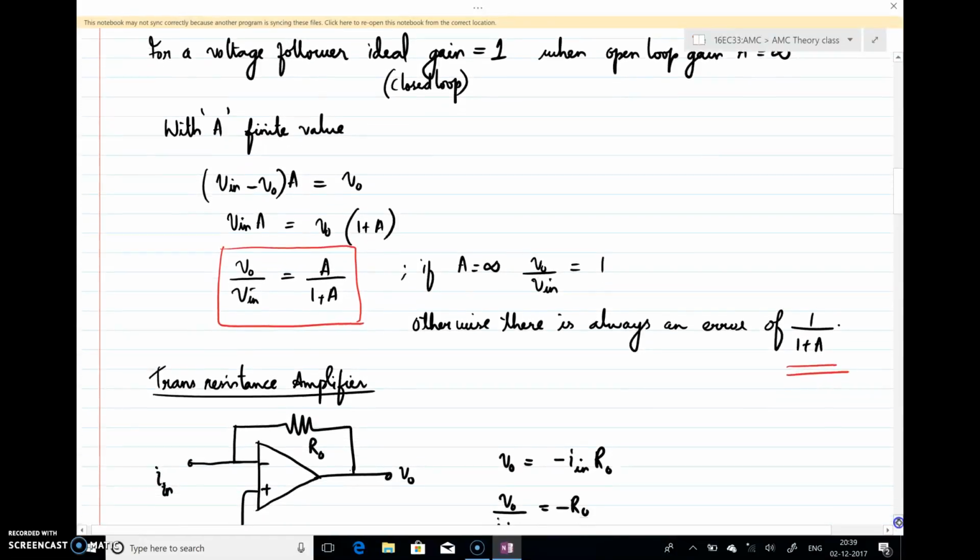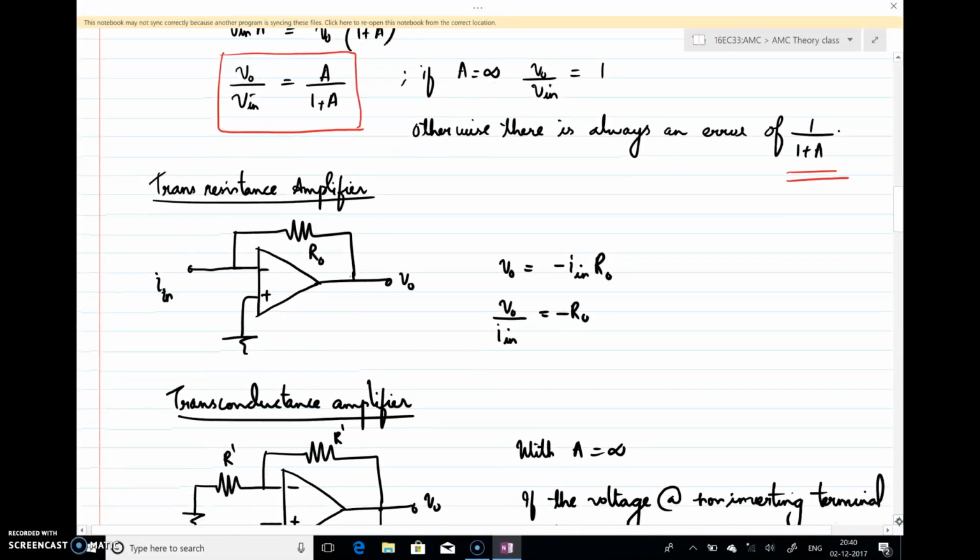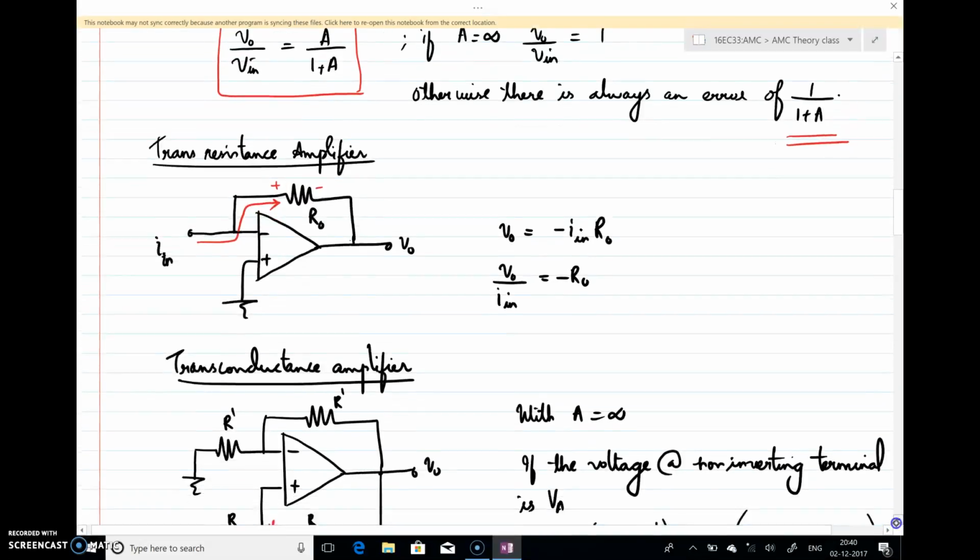Similarly, we can see some other configurations. One is the transresistance amplifier. When I say transresistance amplifier, the input quantity is current and the output is voltage. So in the circuit, you can see the current is flowing in this fashion. So V0 is nothing but minus In into R0, or V0 by In, that is the transresistance, equal to minus R0. So in this circuit, instead of gain we call it the transresistance, because the output quantity is a voltage and the input is current.